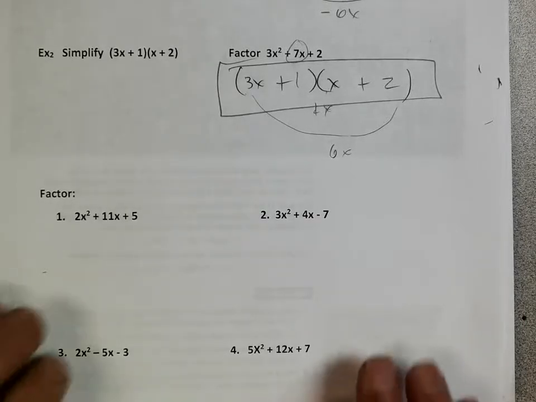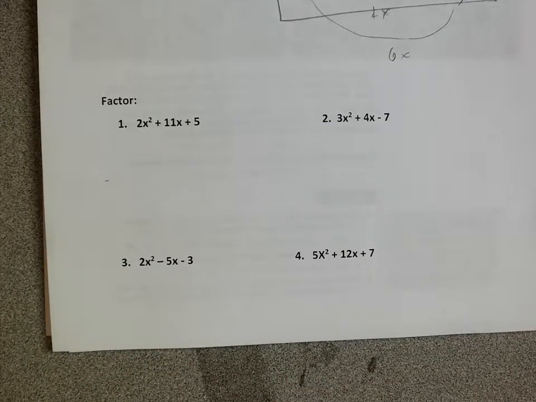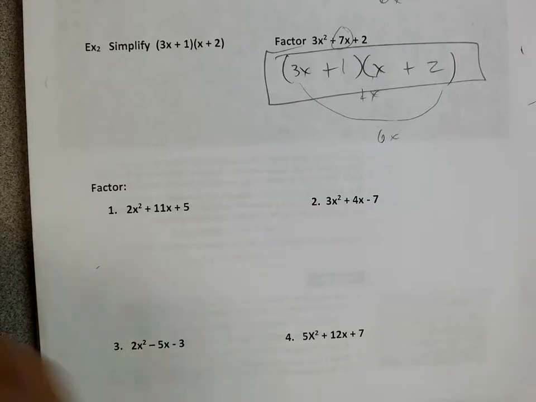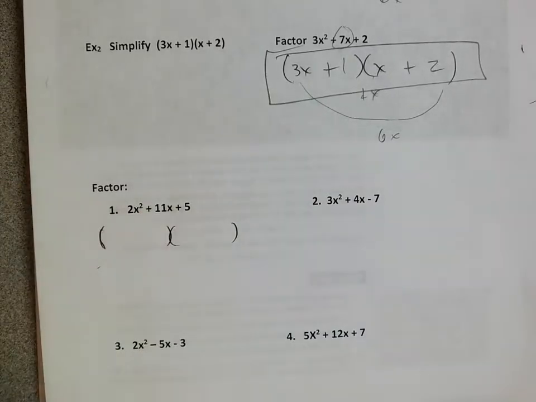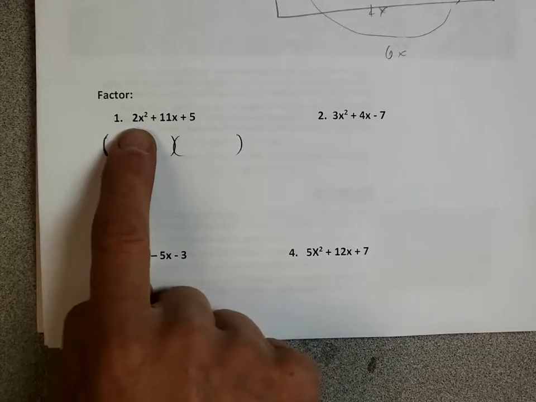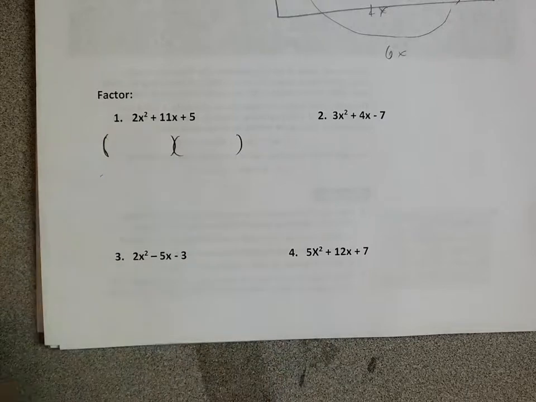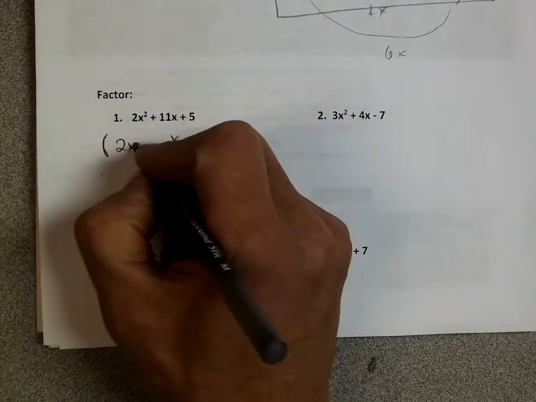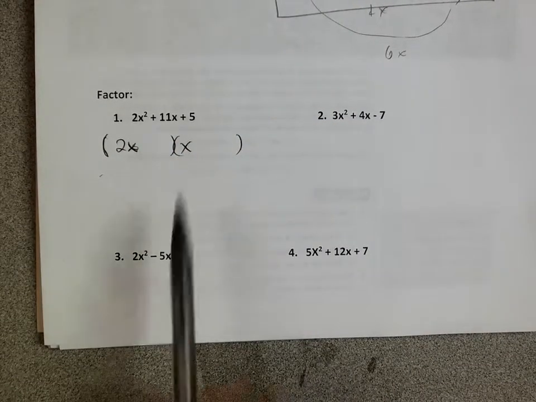Now, let's try number 1. So let's start for sure with what we know. Let's go parentheses, parentheses, right? And let's go with what we know. We know for sure the only way you can make a 2x squared is what? 2x and x. Everybody agree? 2x and x. Or x and 2x, same thing. So let's go 2x and x. Totally agree. Okay? Again, don't worry about the middle term.